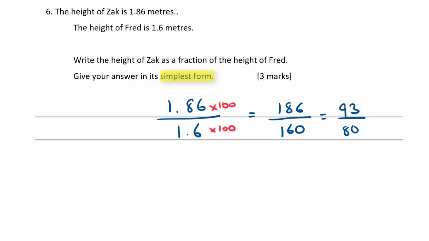Now we could write it as a mixed number. We could write it as 1 and 13 over 80. But I don't actually think that is any more simple than this. I prefer to leave my answers as top-heavy fractions. I think they're more useful, so I'm going to leave it like that.